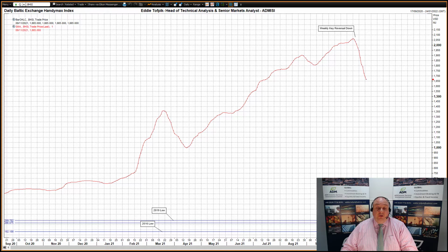Finally, my favourite in freight, and the reason I started tracking freight indexes in the first place, the Baltic Handymax index. Here we had a weekly key reversal down 2 weeks ago, with a move down at my last time of commentating of about 9%. Well, as of last night, we've seen a drop from the height of about 19.25%. Amazing. All within 2 and a bit weeks.